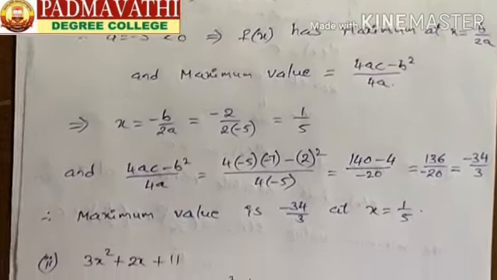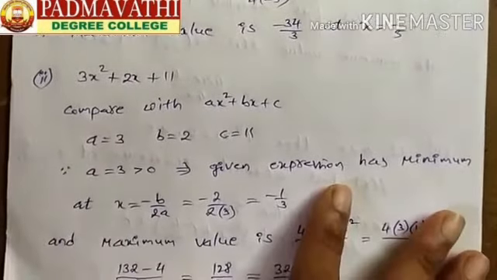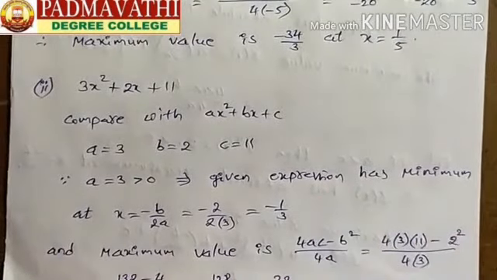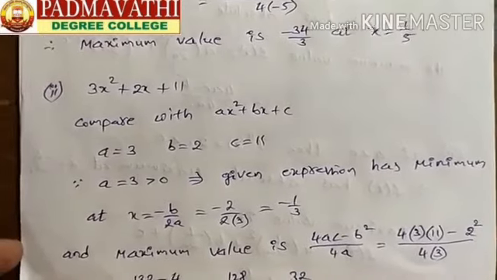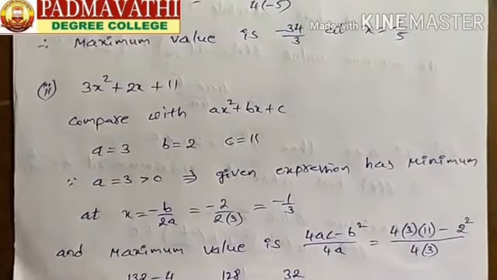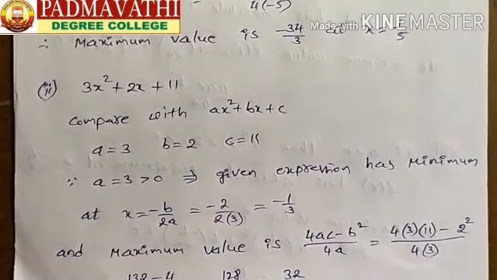Right. In the same way, the next, second question: 3x square plus 2x plus 11. For this expression we need to find the maximum or minimum, whichever exists, that value we need to find. So here we compare with ax square plus bx plus c, the general form. Then a equal to 3, b equal to 2, c equal to 11 we get.